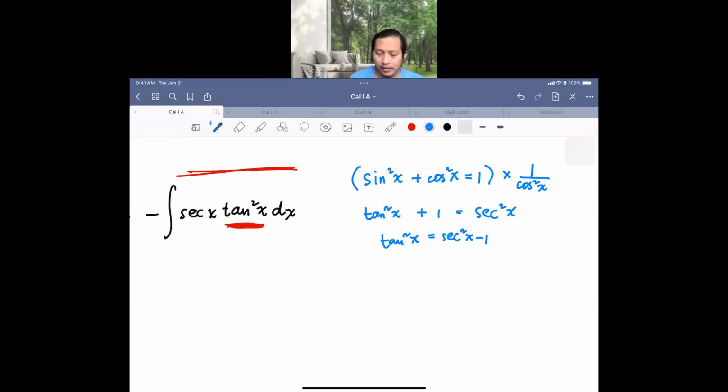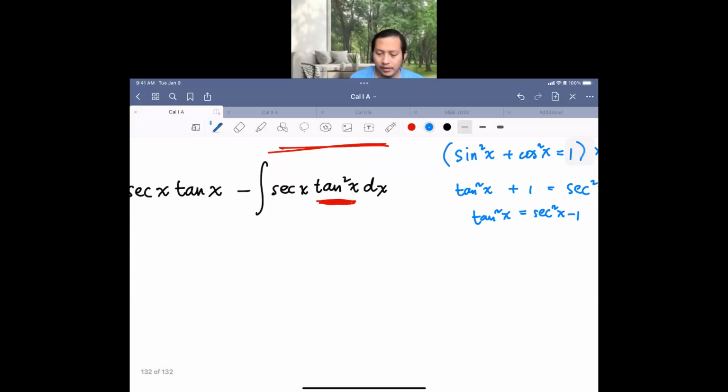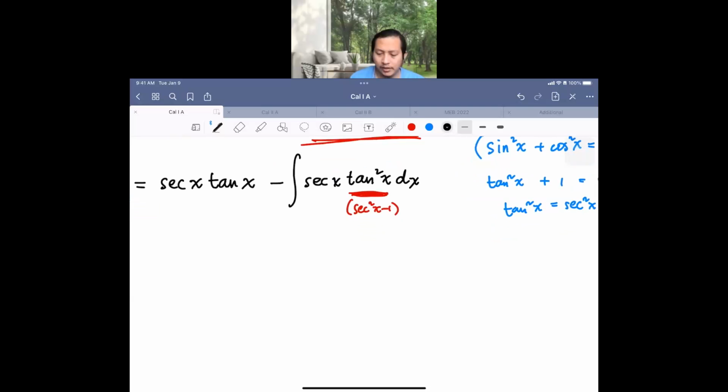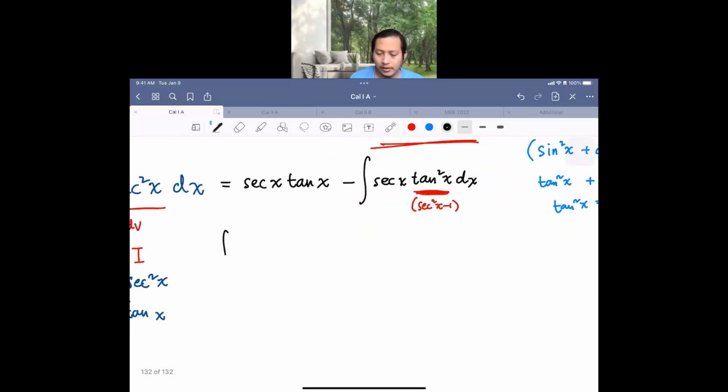You can start from sine squared plus cosine squared equal 1, and then you can divide by cosine squared to see the relation between secant squared and tangent squared. I hope this is helpful. Then you can directly write secant squared x minus 1, changing the tangent squared, and you get the result. The integral of secant cube x dx is equal to secant x tangent x.